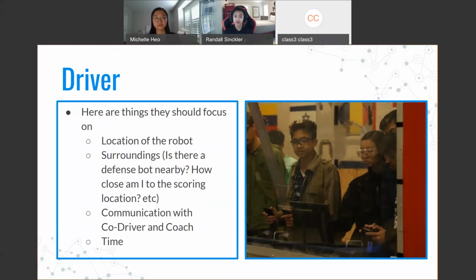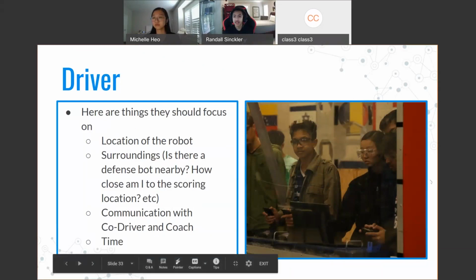And of course, communicating with the co-driver is important to figure out when to deploy mechanisms, and talking with the coach is important, especially if I need clarification for the strategy or to know whether or not the strategy has been changed.